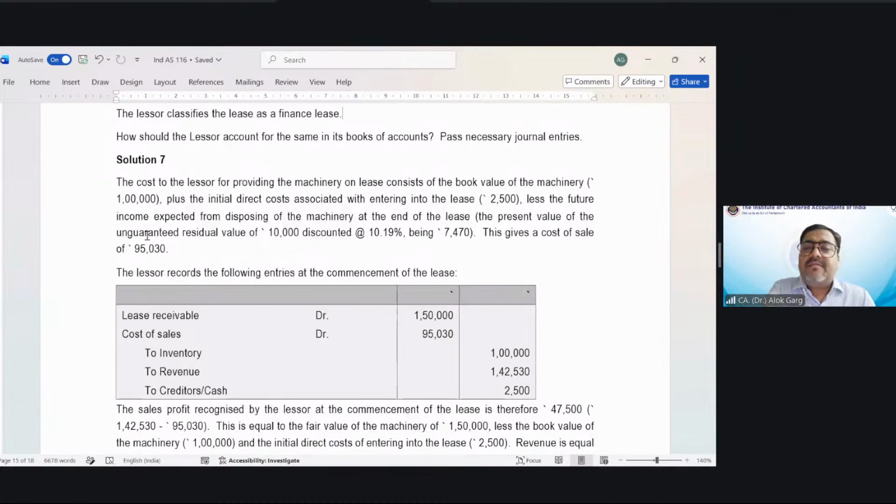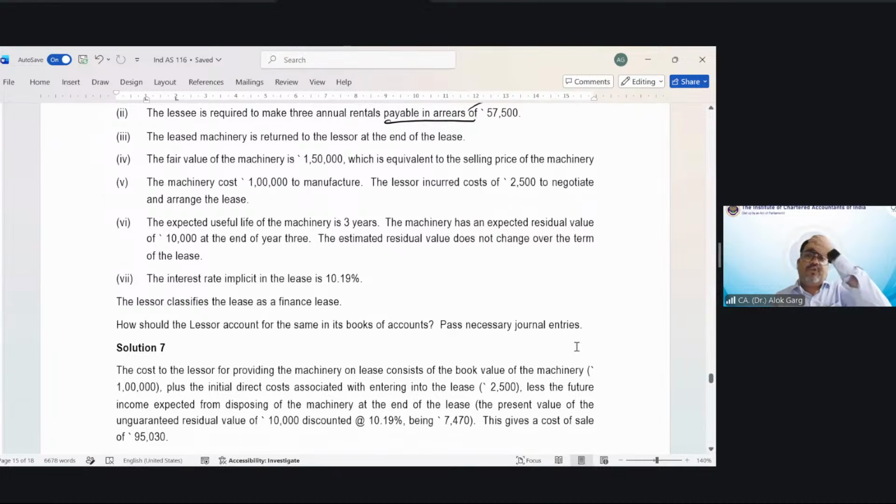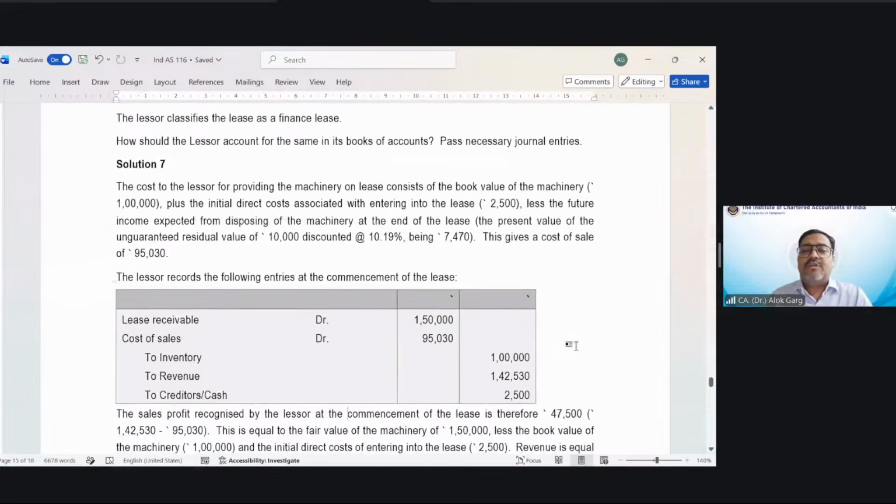Now, my dear friends, if I talk about inventory, what is my inventory? If I talk about my inventory, what is my cost of the inventory? It is written now. The machinery cost 1 lakh rupees to manufacture, and the lessor incurred a cost of 2500 to negotiate and arrange the lease, and there is 10,000 rupees which is receivable at the end of the lease term. So tell me one thing.